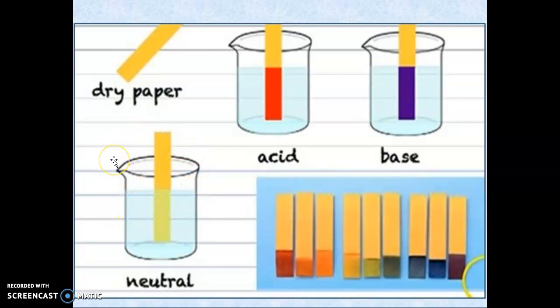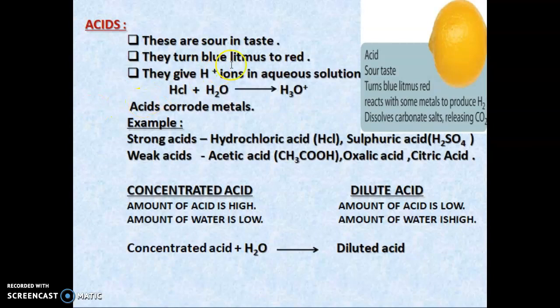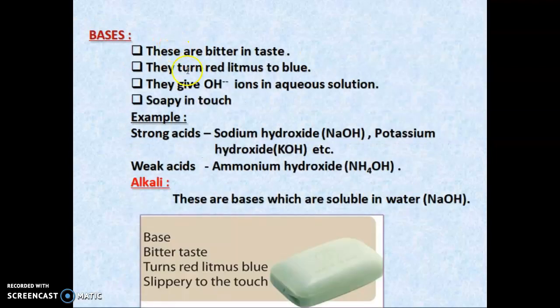So there are two types of litmus paper. One is blue and the second one is red. In acid, the blue litmus is changed into red, and there is no change in the red litmus paper. While in base, the red litmus paper is changed into blue. The blue litmus paper shows no change.